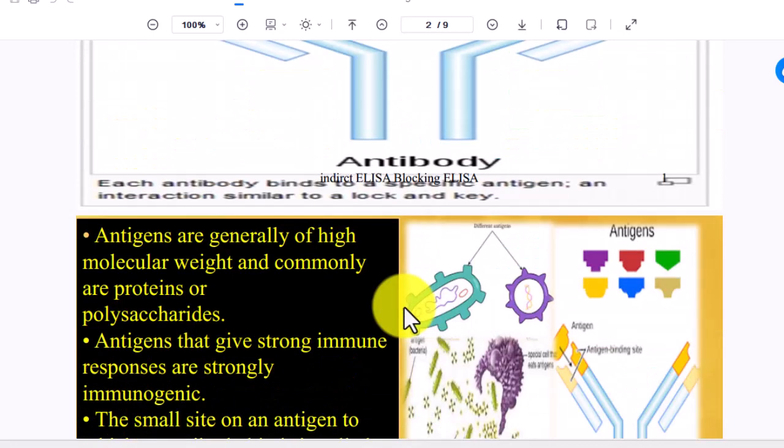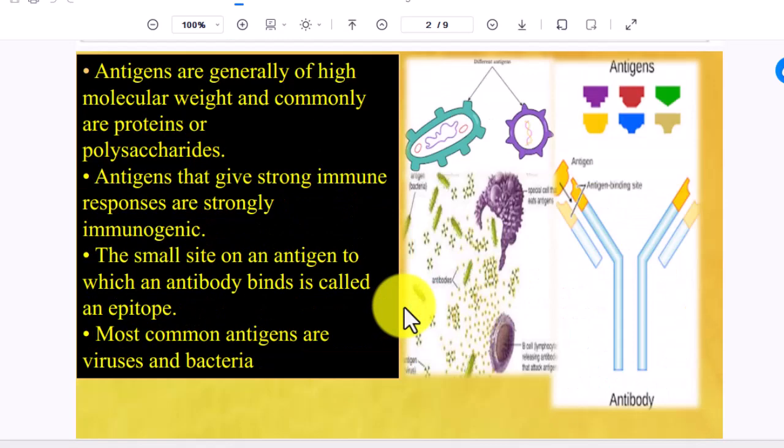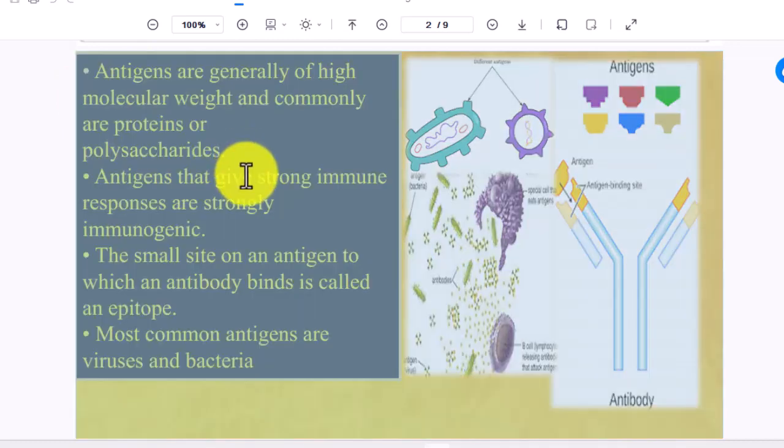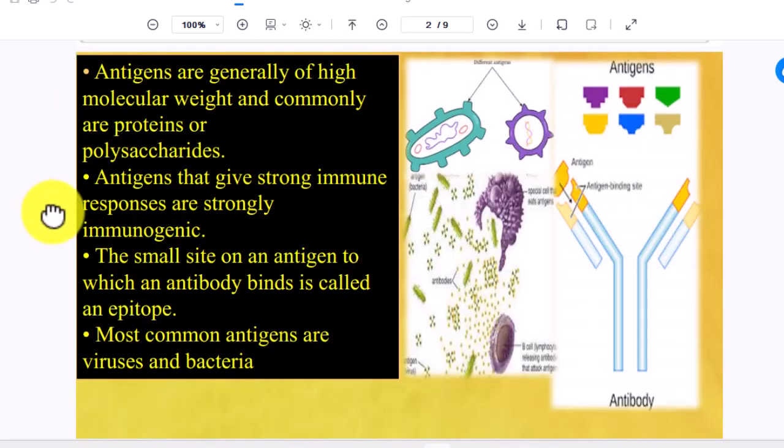There are different types of antigen. Antigens are generally of high molecular weight. This is a characteristic of antigens: high molecular weight, commonly protein or polysaccharide, giving a strong immune response. We say it's strongly immunogenic.